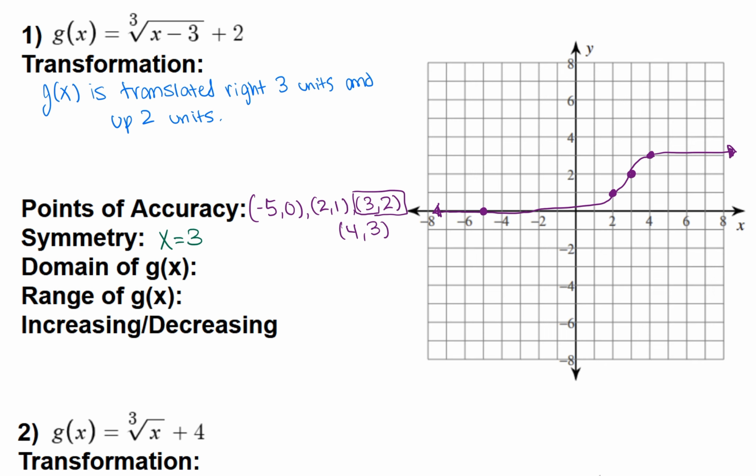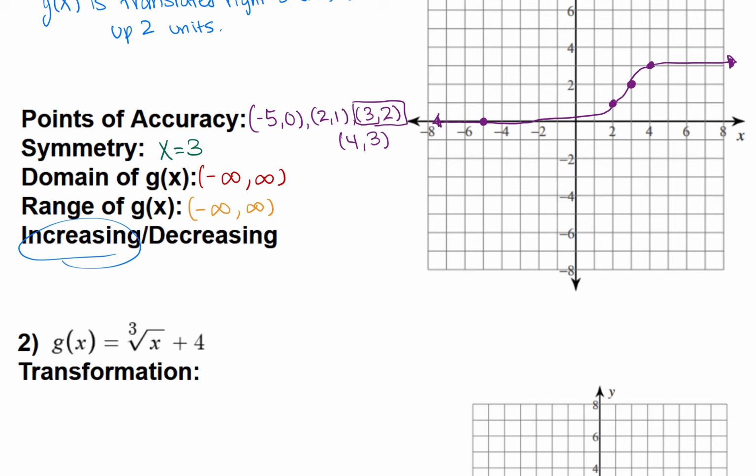For the domain of my function, it's going to be from -infinity to +infinity. Keep in mind that the domain and the range will be both -infinity to +infinity for the cube root function. And this function is positive, so hence it's an increasing function. Let's go ahead and move on to the second question.